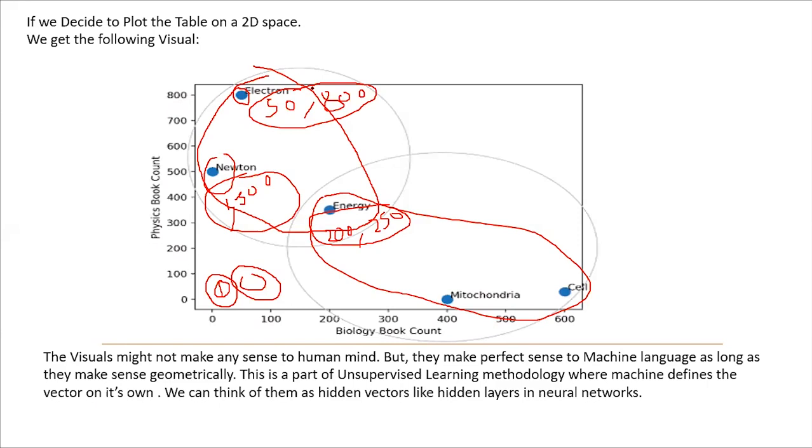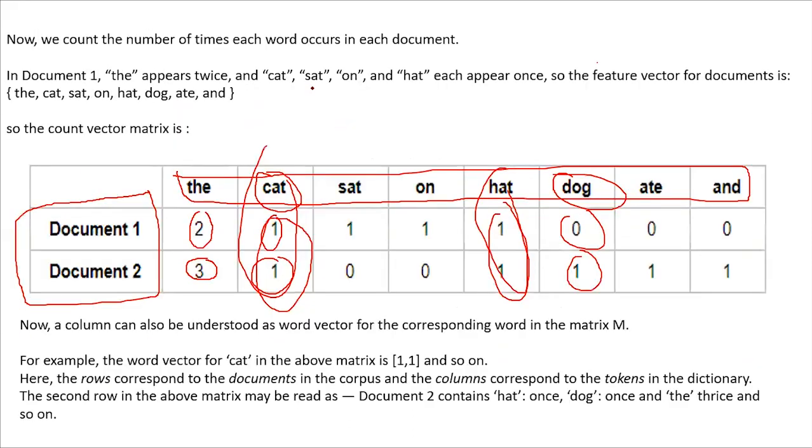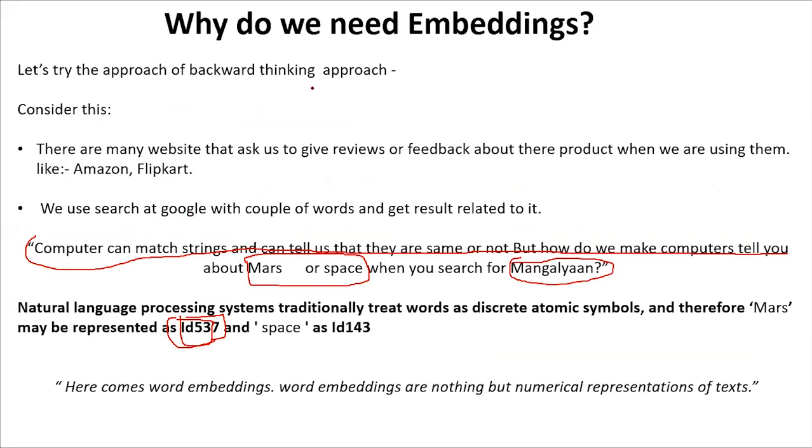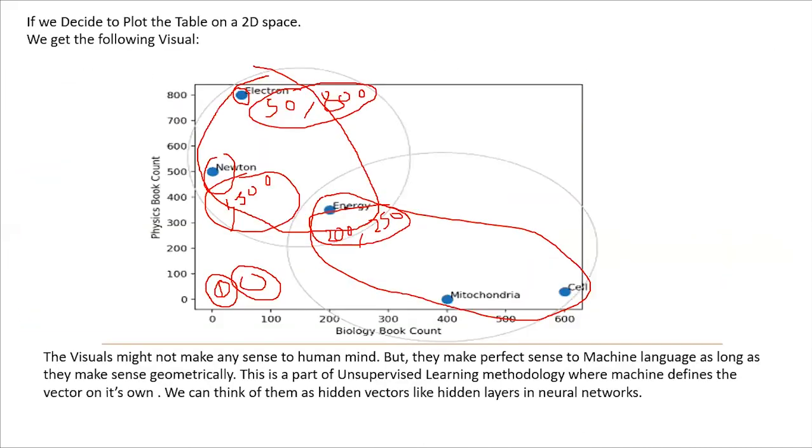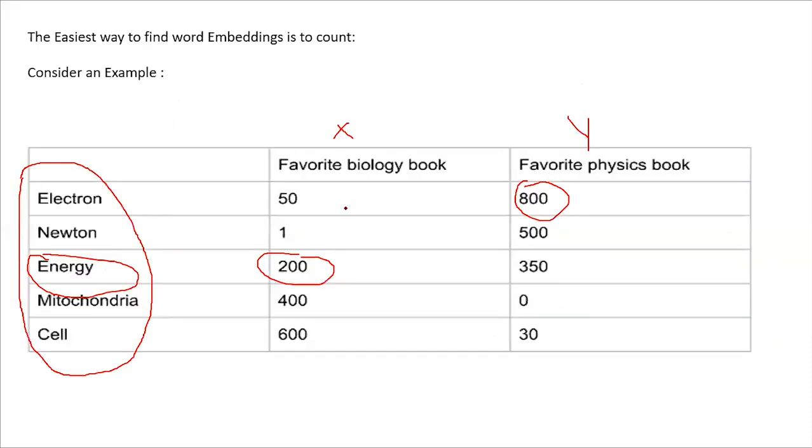These types of visual representations, or word vectors, are also used for the similarity matrix. If we go back and search on Google with a couple of words and get results related to it, this could be one approach. Google plots what you have searched in a two-dimensional space, words similar to that are picked up, and the results are shown. So that was the example for the word vectors.